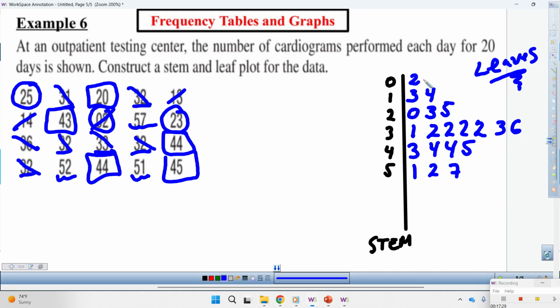So, by looking at our data, what would be a conclusion that we can come up with from that data? Tell your neighbor, please, look at the data. What can you conclude? The context is, at an outpatient testing center, the number of cardiograms performed each day for 20 days is shown. Construct a stem and leaf plot for the data. All right, Gio, what would be your conclusion?